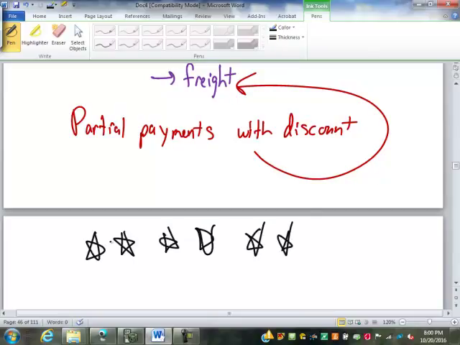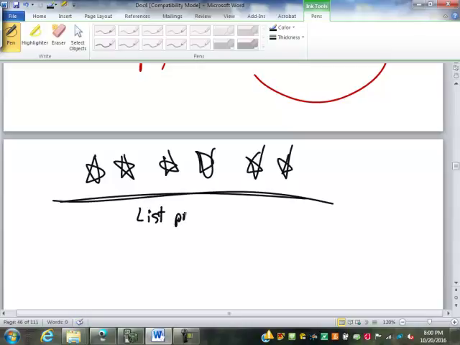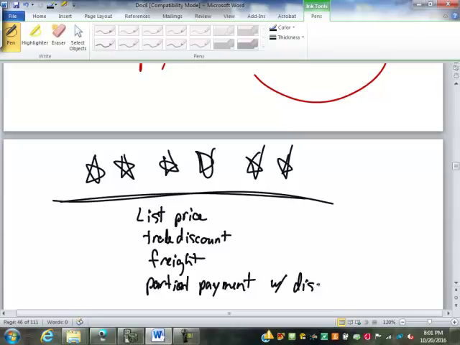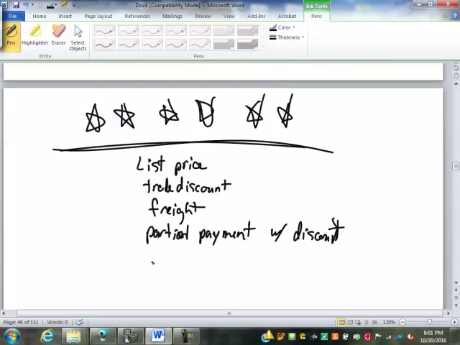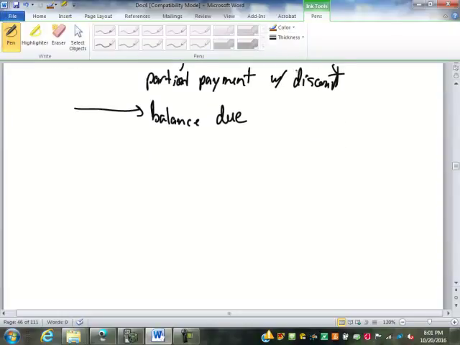I'm just making a bunch of stars here because I don't want to write it all out. A problem like the ones we did at the beginning of class tonight, or at the end of class last week, where you have everything combined together: list price, trade discount, freight, partial payment, with a discount, find the balance due. And then, of course, everything we learned tonight.